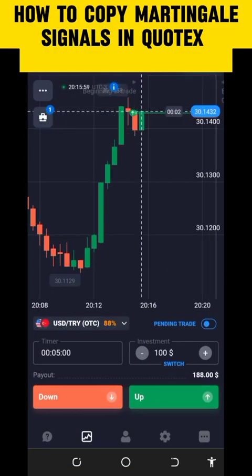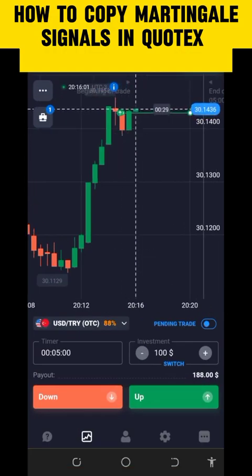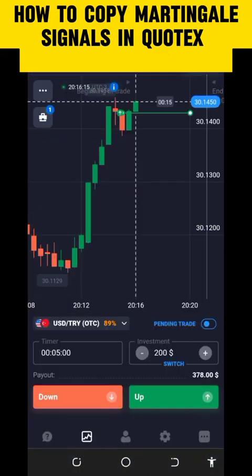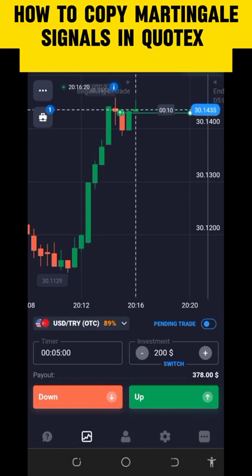So even though we are winning this trade now, how do I prepare for the second girl? I know that the second girl is going to begin at the end of the current trade. So I'm going to double the amount. $200. I'm just going to wait. Remember, your time remains 5 minutes and it's still up. You are going to click.